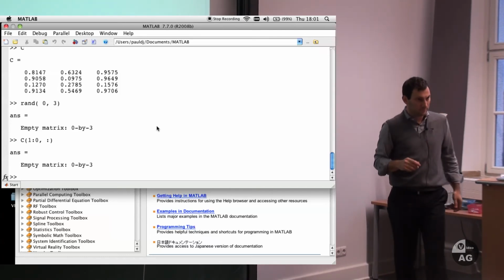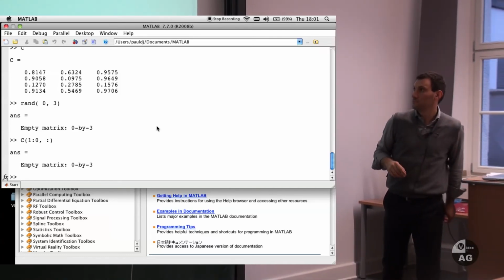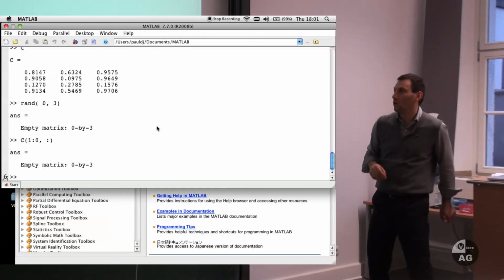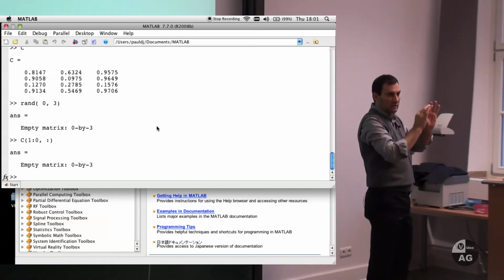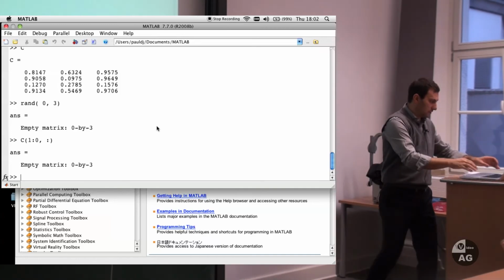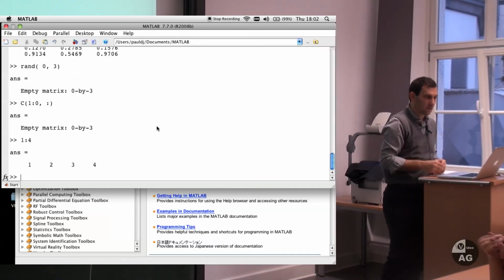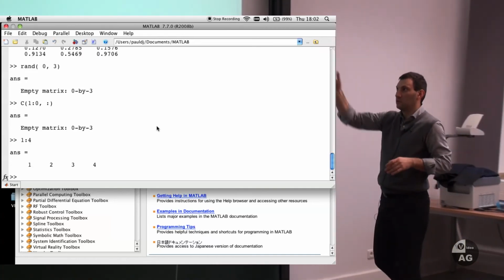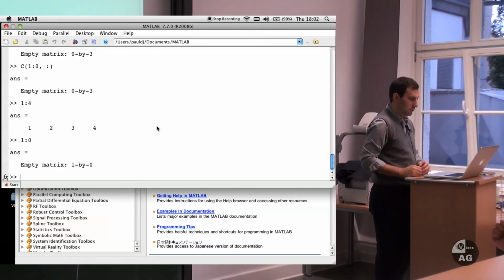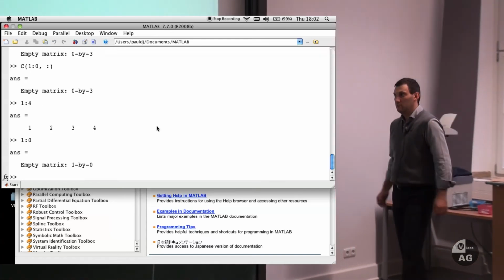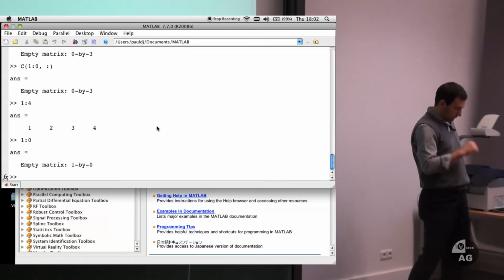Okay, I want to show you some other horror stories of Matlab. Yes? So 1, 0 is 0 by 0, right? No. 1 colon 0, it's an index. So 1 colon 4 creates all the enumeration. So 1 colon 0 is the empty. That's a 1 by 0. Okay?